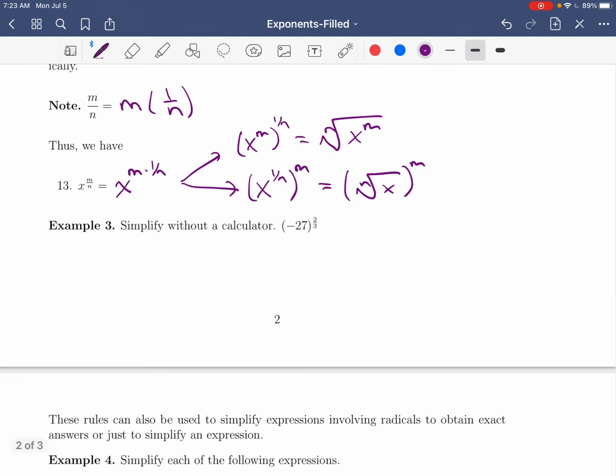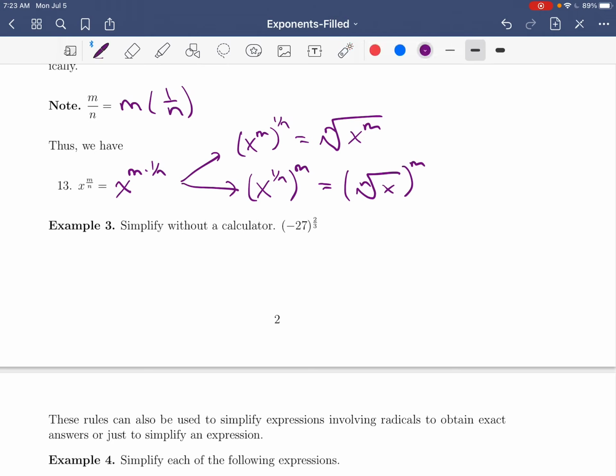So if we wanted to simplify, this is where it gets tricky. You need to know your exponent rules for something like negative 27 to the 2/3. This exists, and we can actually simplify this and find an exact answer. But if you entered it in your calculator like this, your calculator is not smart enough to know, so it's going to say error. It won't actually tell you the answer.